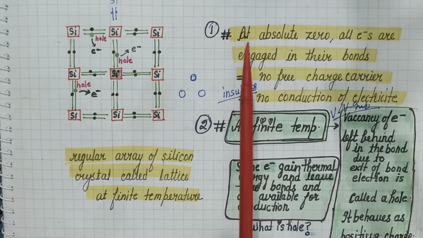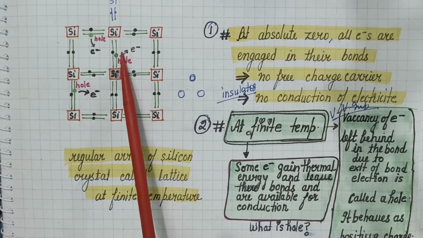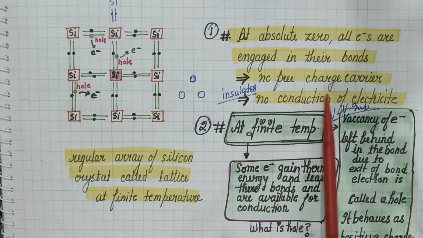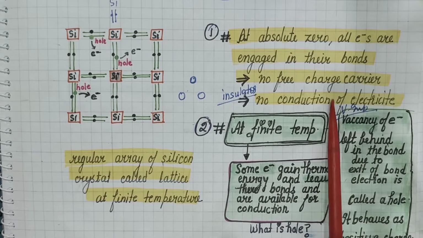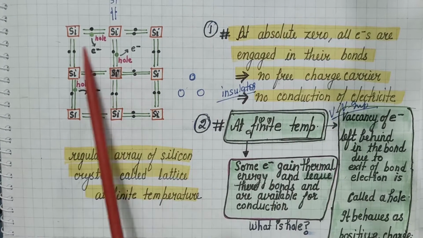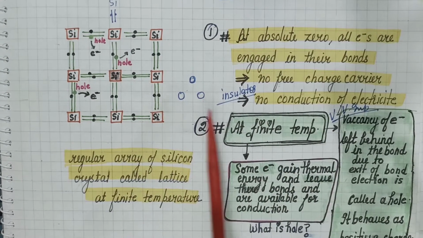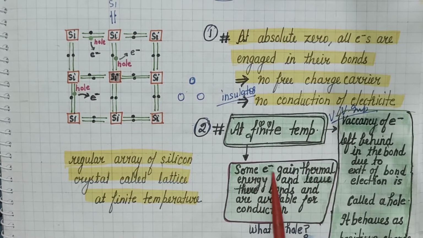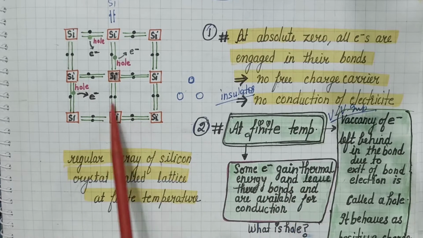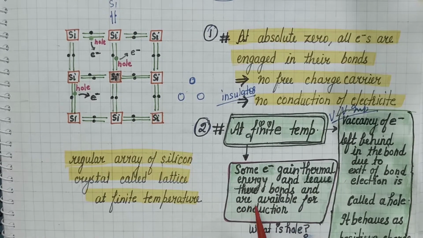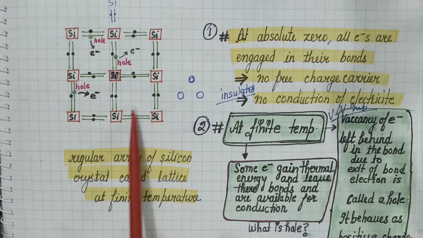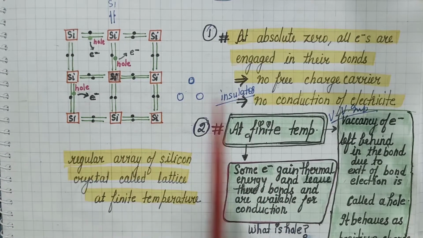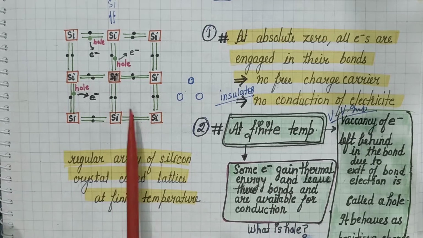For semiconductor, at absolute zero, all electrons are engaged in their bonds. No free charge carriers are present, so no conduction of electricity is possible. So at 0 Kelvin, actually it behaves like a perfect insulator. But at finite temperature, some electrons gain thermal energy and leave their bonds and are available for conduction. So at finite temperature, its conductivity lies between insulator and conductor. That is why it is known as semiconductor.